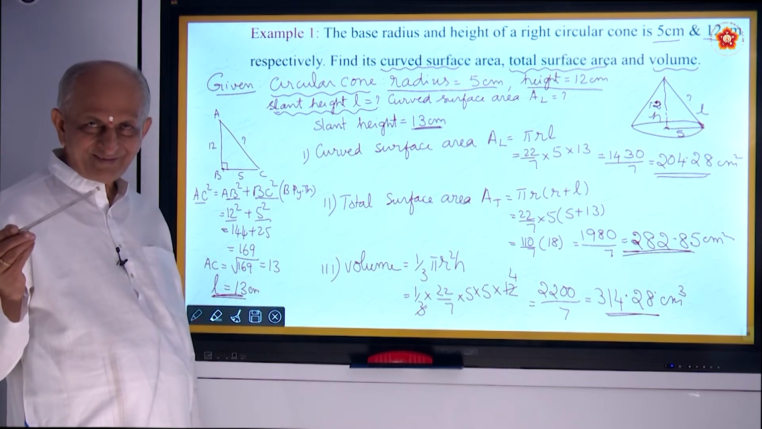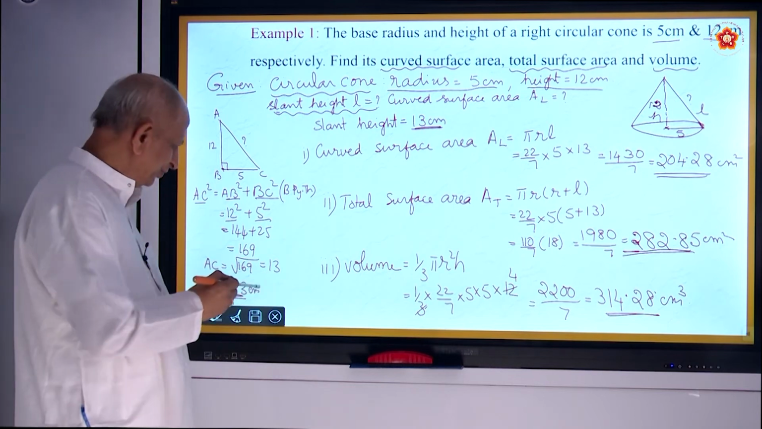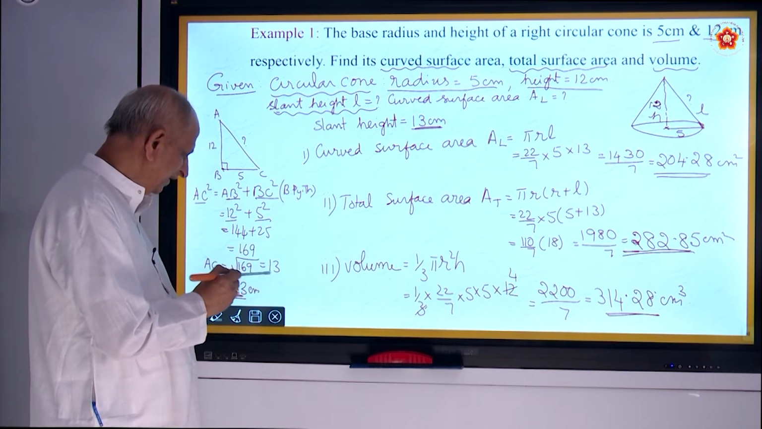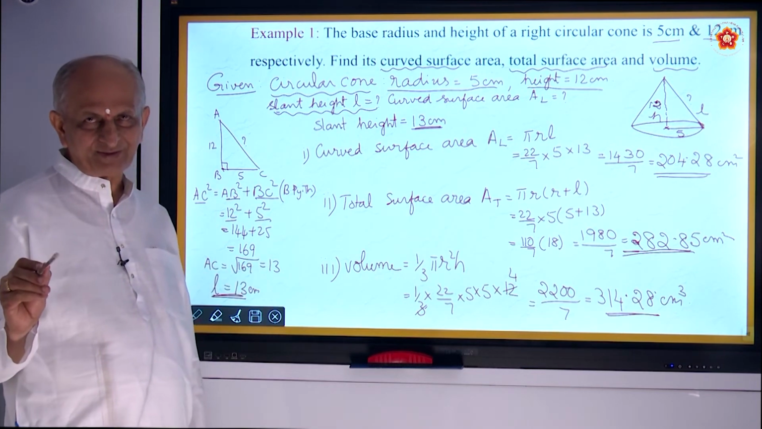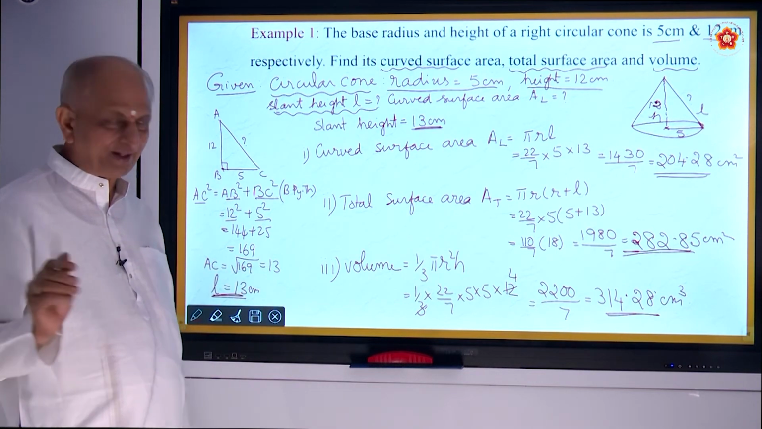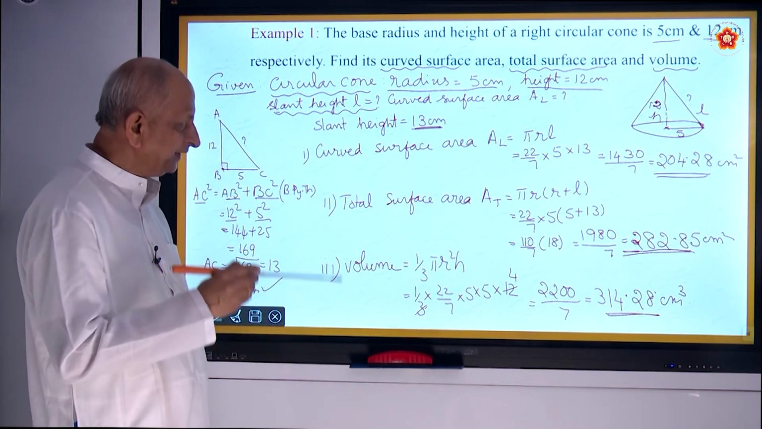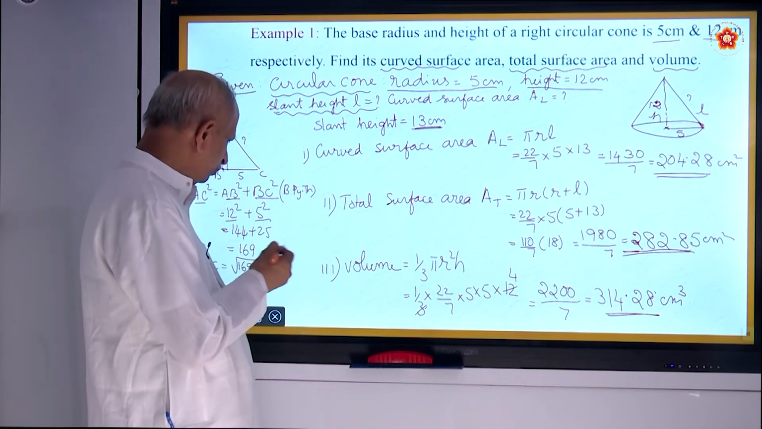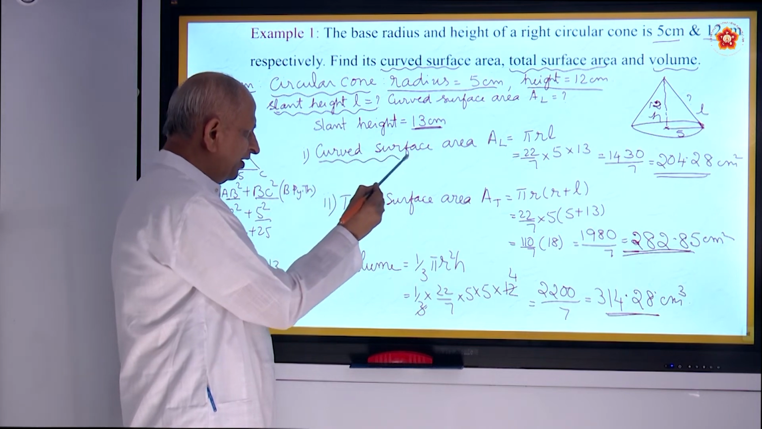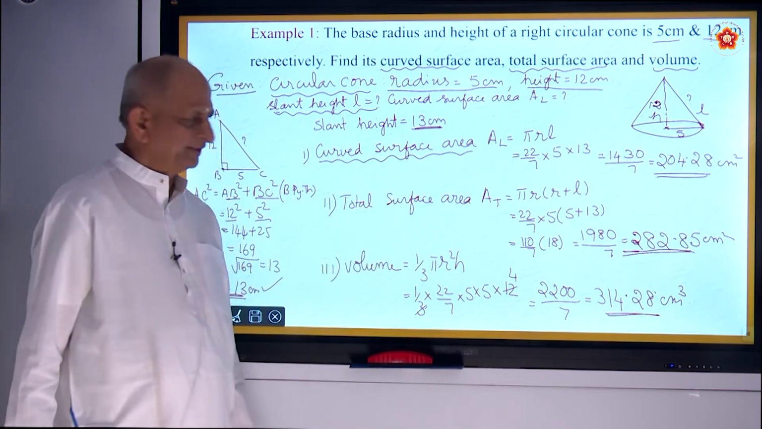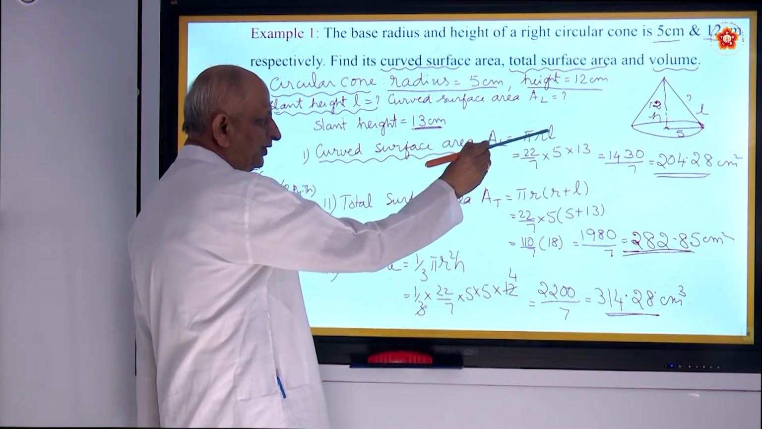Any mistake? You are experts in finding mistakes. Come on, anybody? No mistake, but only one thing is that root of 169 is plus or minus 13. That minus we are not considering, we are taking only the plus value because length cannot be minus. Use this L and apply it here. Curved surface area, first question. CSA is equal to pi into R into L.